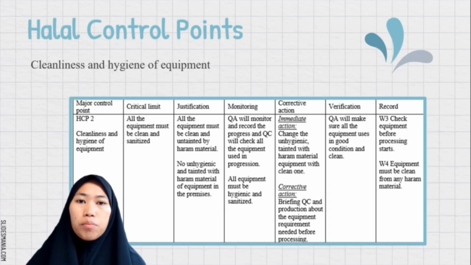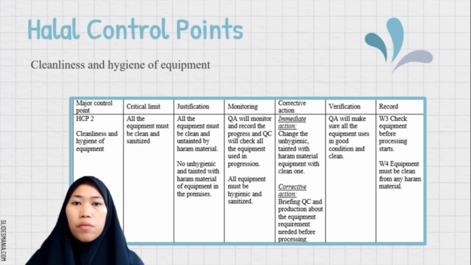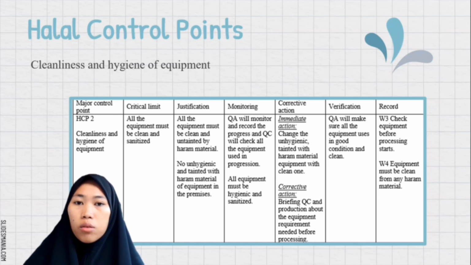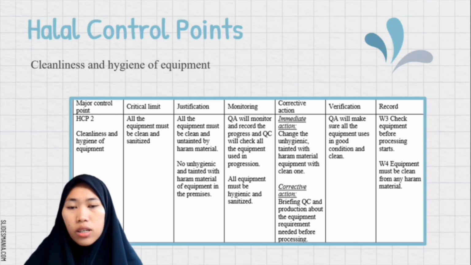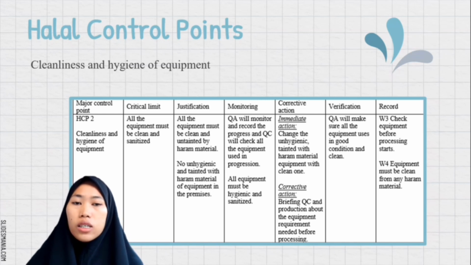The second HCP is the cleanliness and the hygiene of equipment. So all equipment must be clean and sanitized without the non-halal material. For the immediate action, we will change the unhygienic equipment or equipment tainted with haram material with a clean one. And the QC and the production will be briefed about the equipment requirement before the processing starts. So for the record, we will check the equipment before the processing starts, and the equipment must be very clean from any haram material before the process starts.